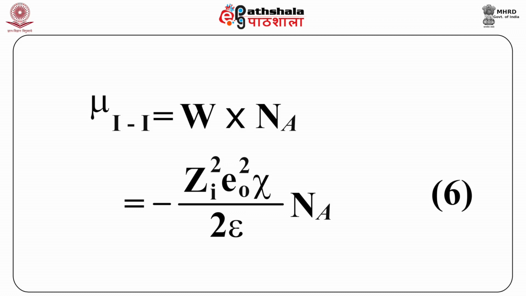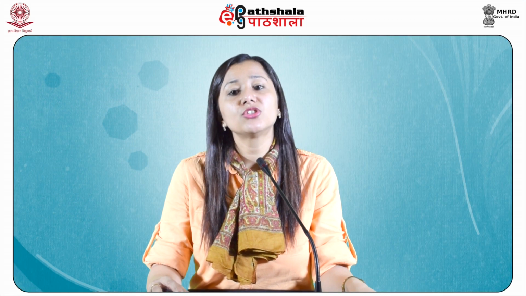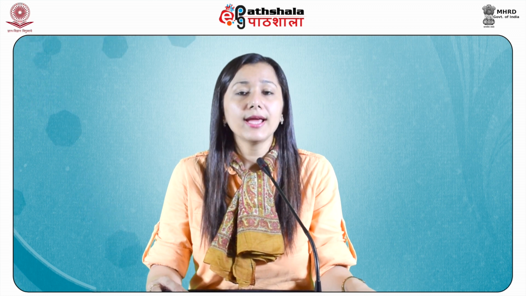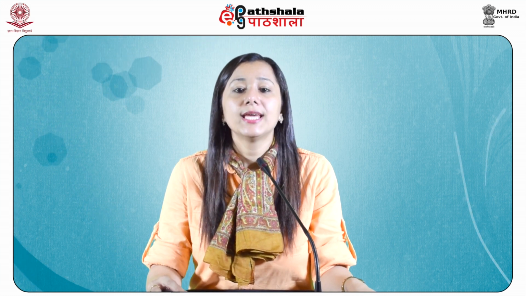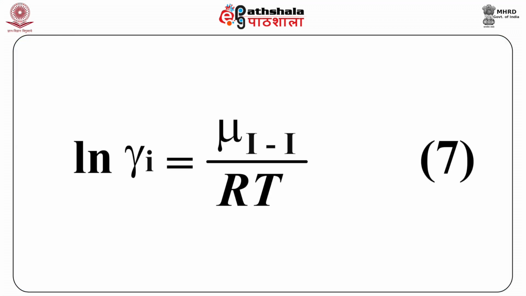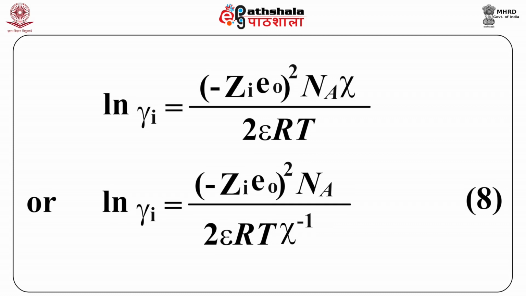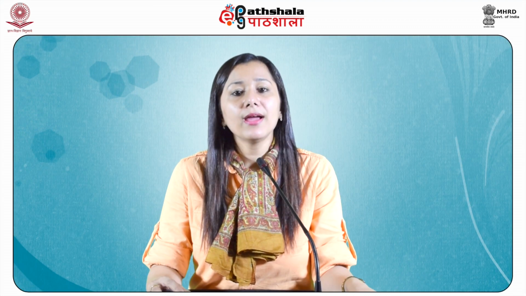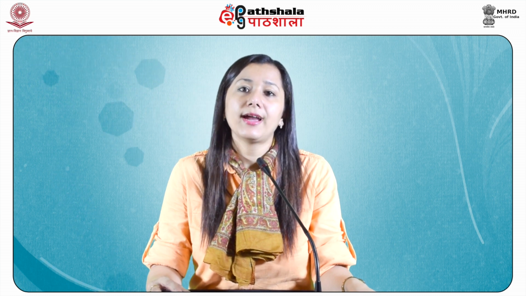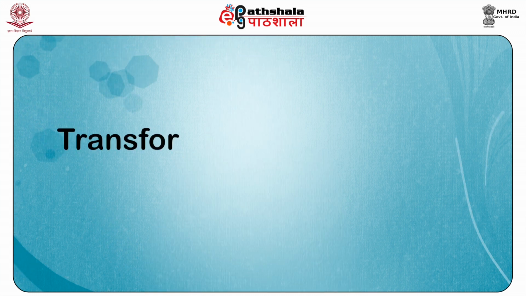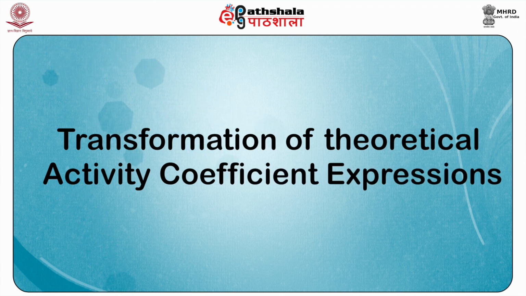equation 6 as, the relationship between the chemical potential change mu II arising from ion-ion interactions and the activity coefficient is given by equation 7 as ln gamma i equals mu II divided by RT. Substituting equation 6 in equation 7, we get equation 8 as, thus the Debye Hückel ionic cloud model for ion-ion interactions has permitted theoretical calculations of activity coefficients. Now we shall see the transformation of theoretical activity coefficient expressions into testable form.